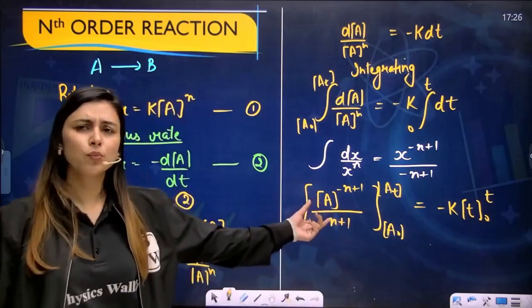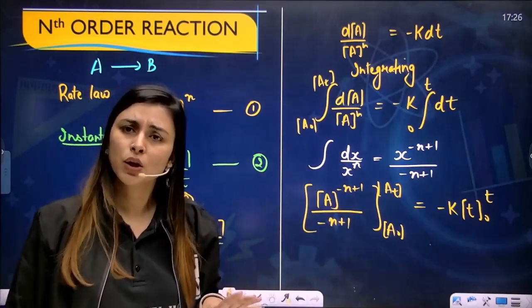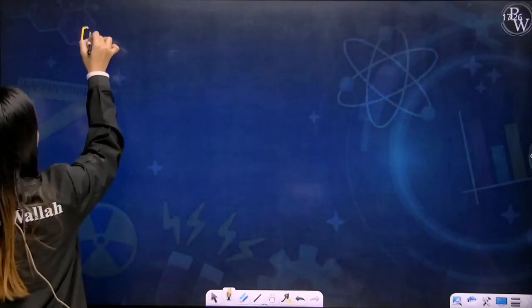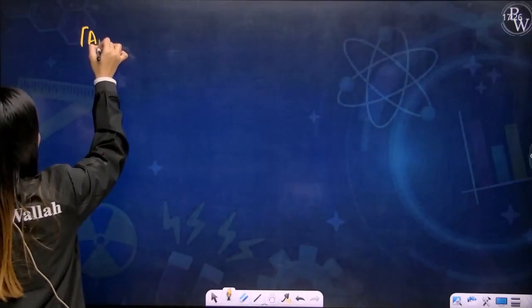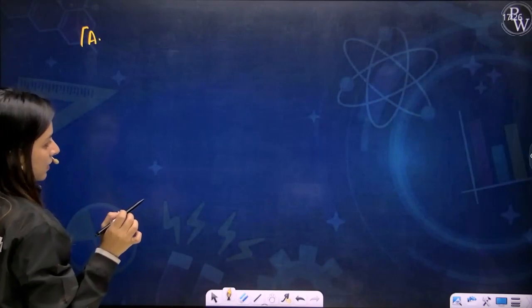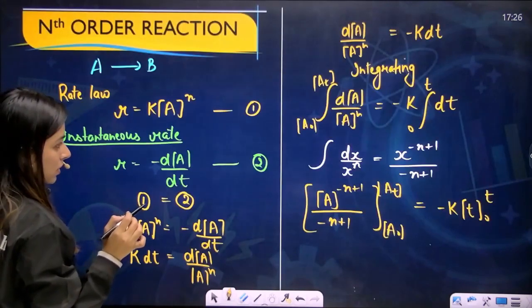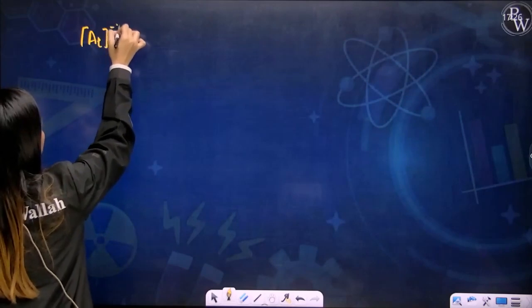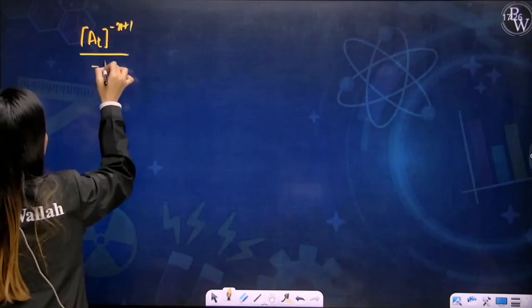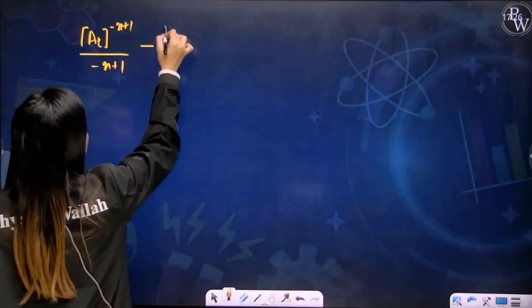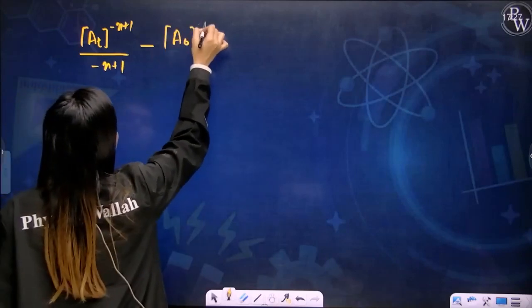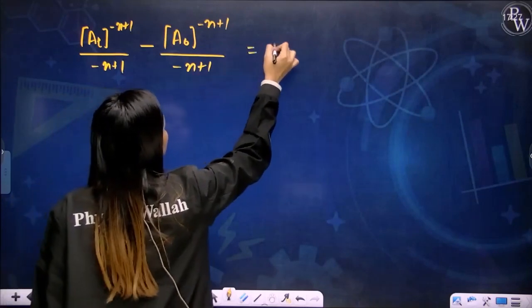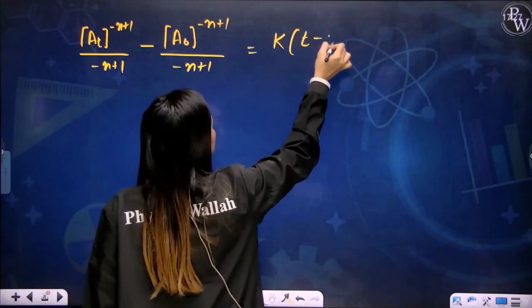Okay, now we have to put the limits, the higher limit minus the lower limit. So now let's just incorporate the limits. You will have a, the first higher limit is a t, right? a t raised to the power minus n plus 1 upon minus n plus 1 minus the initial amount, which is a naught to the power minus n plus 1 upon minus n plus 1. This would be equal to k into t minus 0.